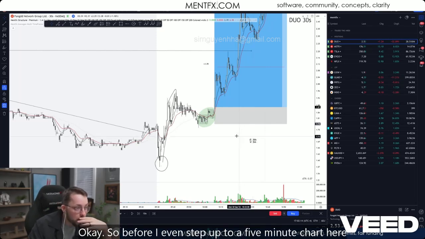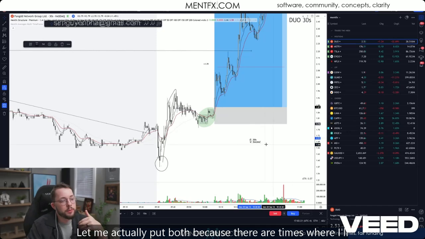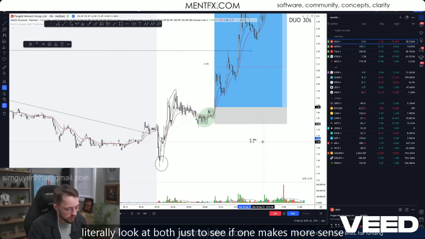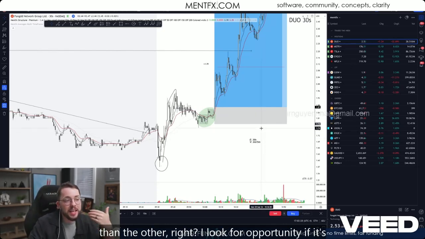Okay. So before I even step up to a 5 minute chart here or a 3 minute chart, because both are completely valid, let me actually put both, because there are times where I'll literally look at both just to see if one makes more sense than the other, right? I look for opportunity if it's present.